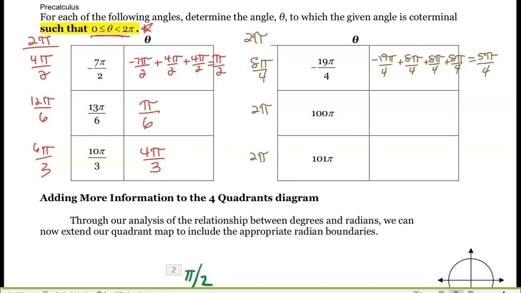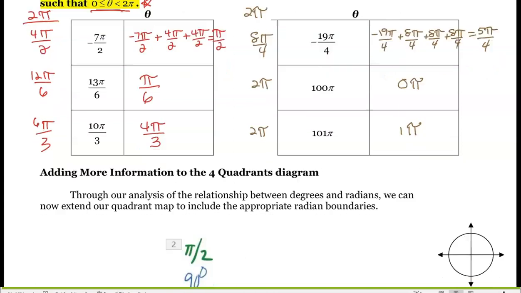So this one's too big. If I keep subtracting 2 pi's, I have to do that all the way down to 0 over pi. This one's too big also, so I have to keep subtracting 2 pi until I get on that circle, and I'm going to do that all the way down to 1 pi. So play around with that, see if you can get that.